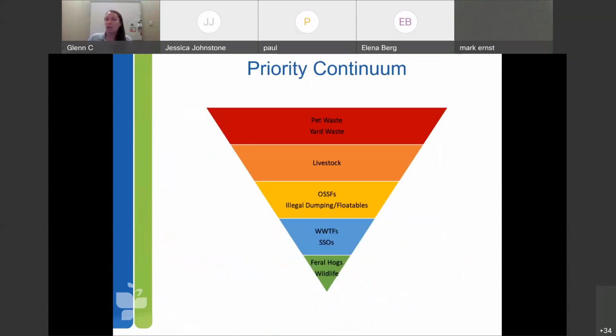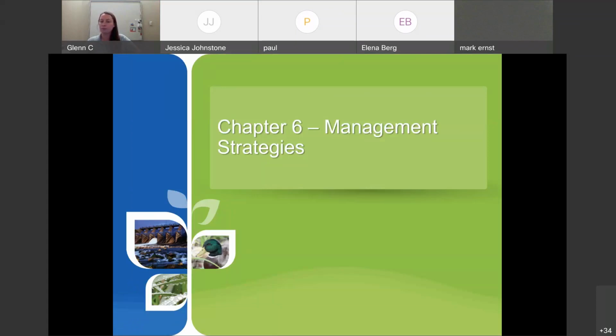All right, so another depiction of our priorities. So first priority will be your pet waste and yard waste. Second priority is livestock. Third priority, we have our OSSFs and illegal dumping floatables. Fourth priority, looking at wastewater treatment facilities and sanitary sewer overflows. And fifth priority, looking at feral hogs and wildlife. All right, moving into management strategies.